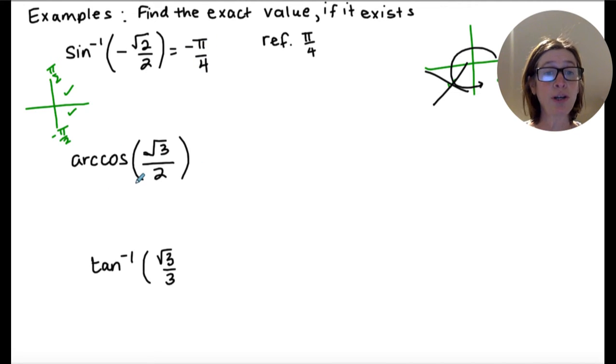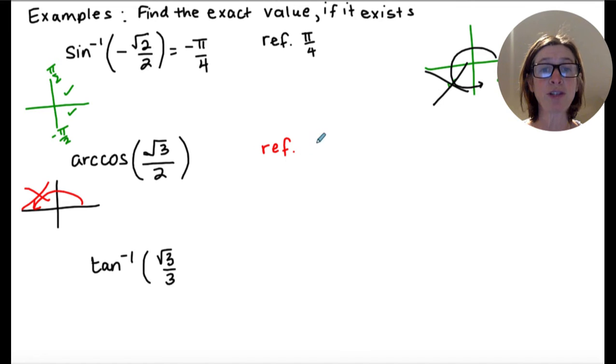All right, arc cosine. Arc cosine is just another way to say inverse cosine. When we look at the inverse cosine, we're going to be looking between 0 and pi. Cosine is actually negative in quadrant 2, so we're only looking for the first quadrant angle. The reference angle for root 3 over 2 would be pi over 6. So in this case, the inverse cosine of root 3 over 2 is pi over 6, because I'm looking for the first quadrant angle.